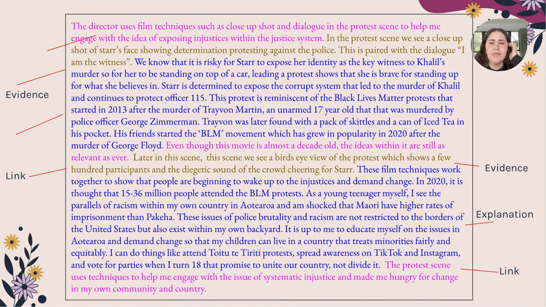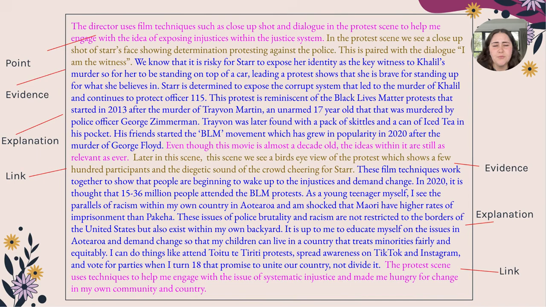In paragraph 2, the director uses film techniques such as close-up shot and dialogue in the protest scene to help me engage with the idea of exposing injustices within the justice system. In the protest scene, we see a close-up shot of Star's face showing determination and protesting against the police. This is paired with the dialogue, "I am the witness." We know that it is risky for Star to expose her identity as the key witness to Khalil's murder, so for her to be standing up on top of a car, leading a protest, shows that she is brave for standing up for what she believes in.